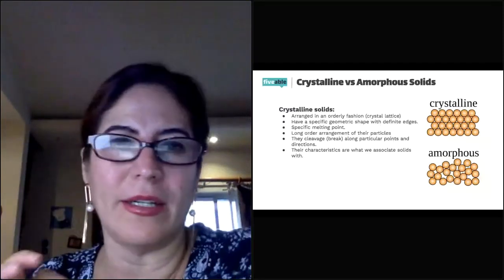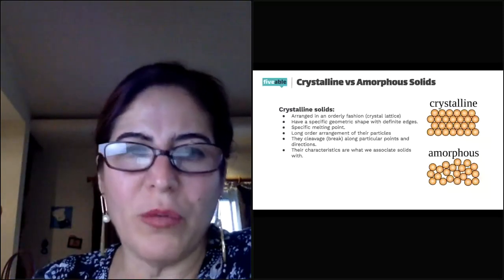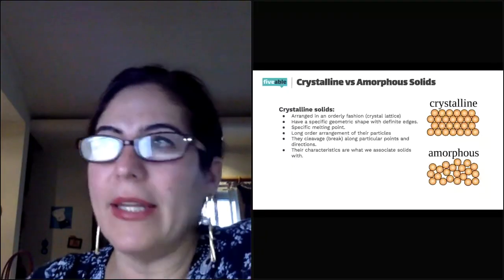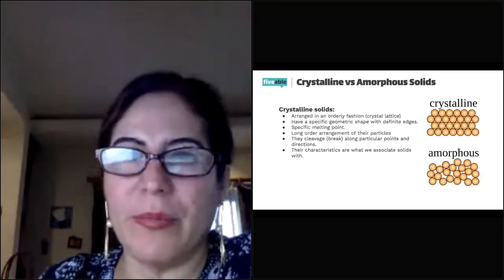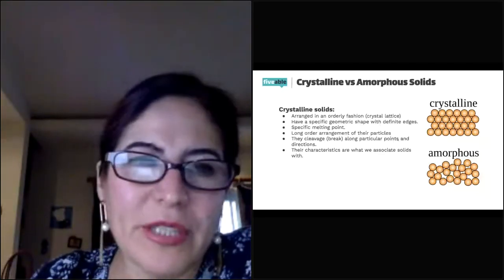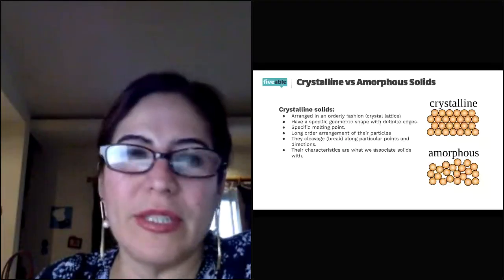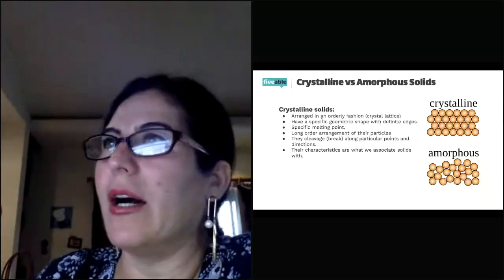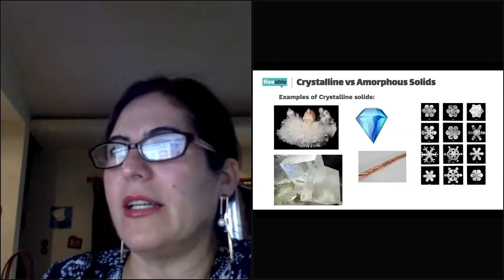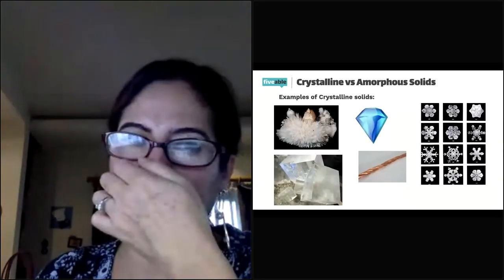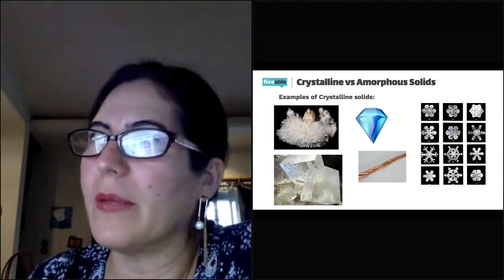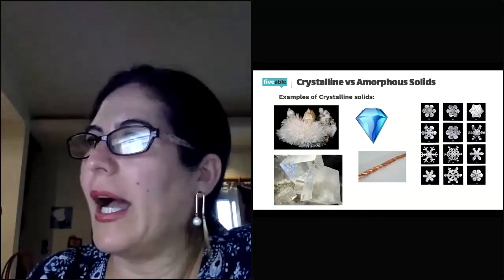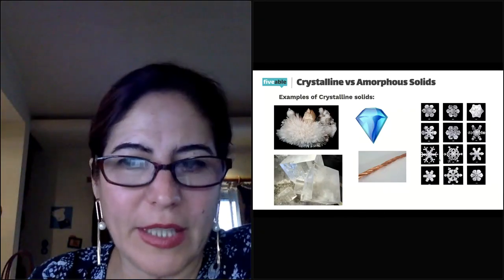What does that mean? That their structure will go on and on and on with the same particularity. And they break or cleave along particular points. And when we think of solids, we're actually thinking of the characteristics of crystalline solids. Examples of crystalline solids: crystals like the ones you can see as mineral crystals, copper wire, for example, a diamond, ice or snowflakes are all examples of crystalline solids.